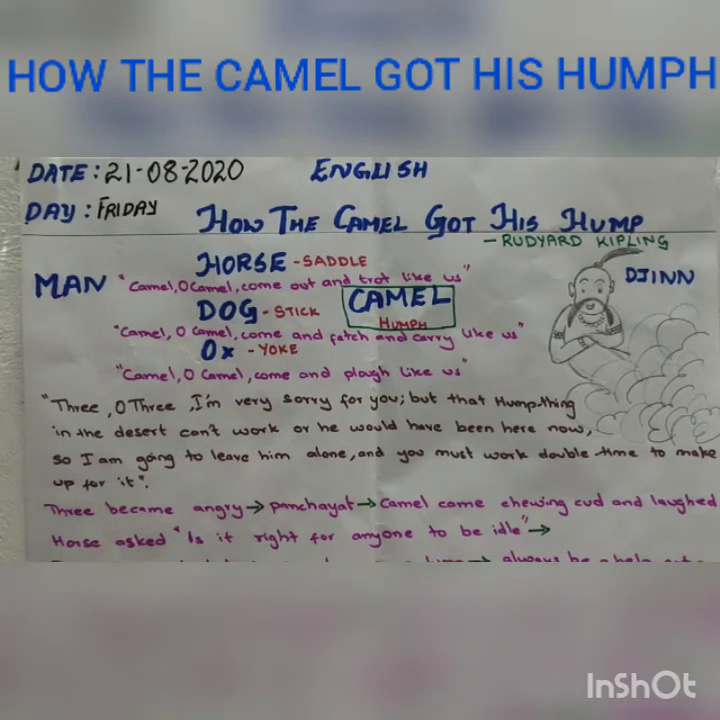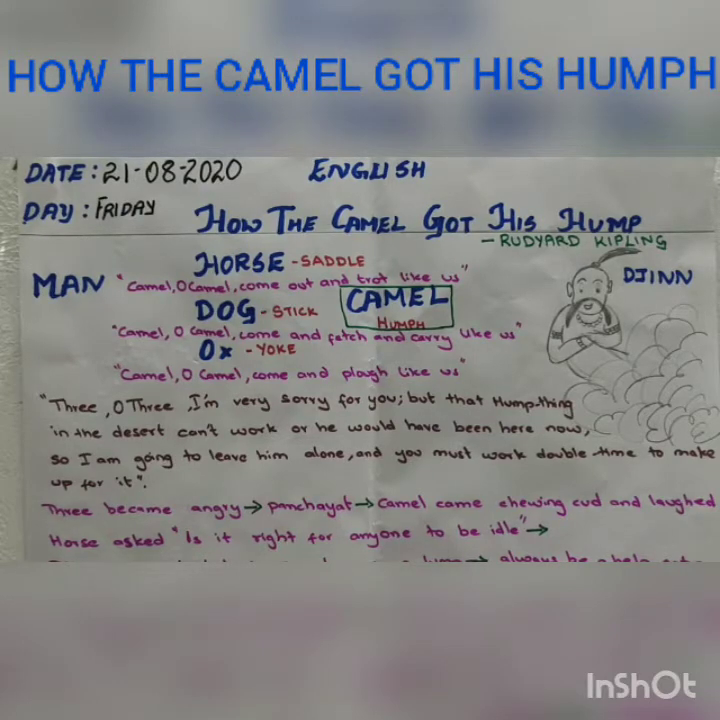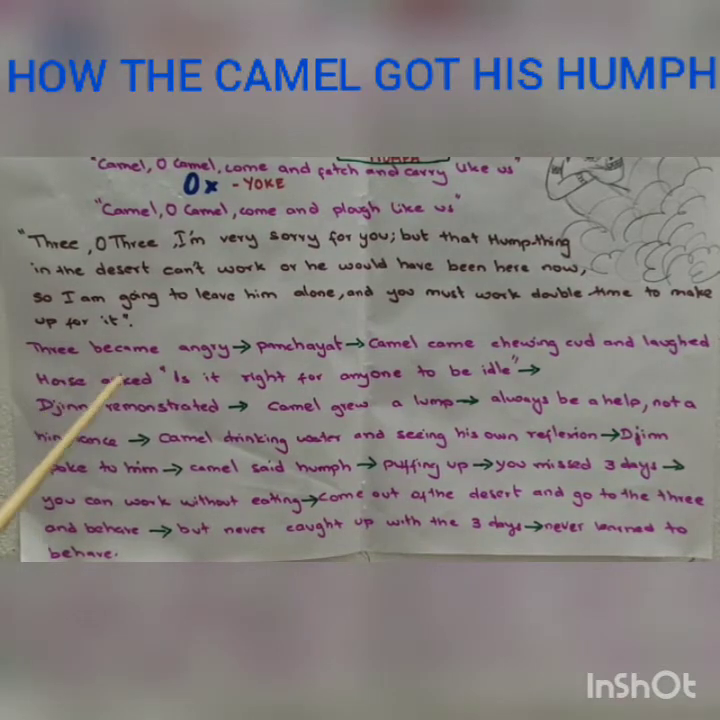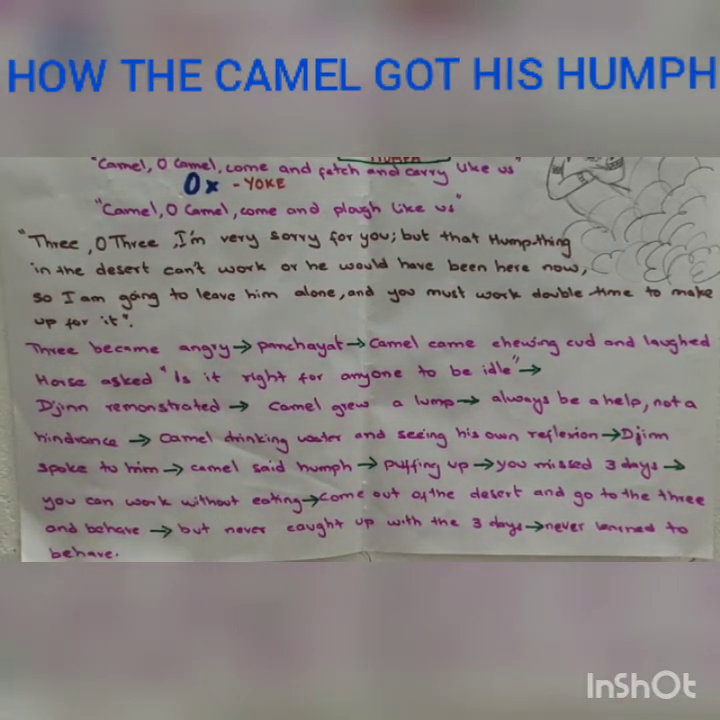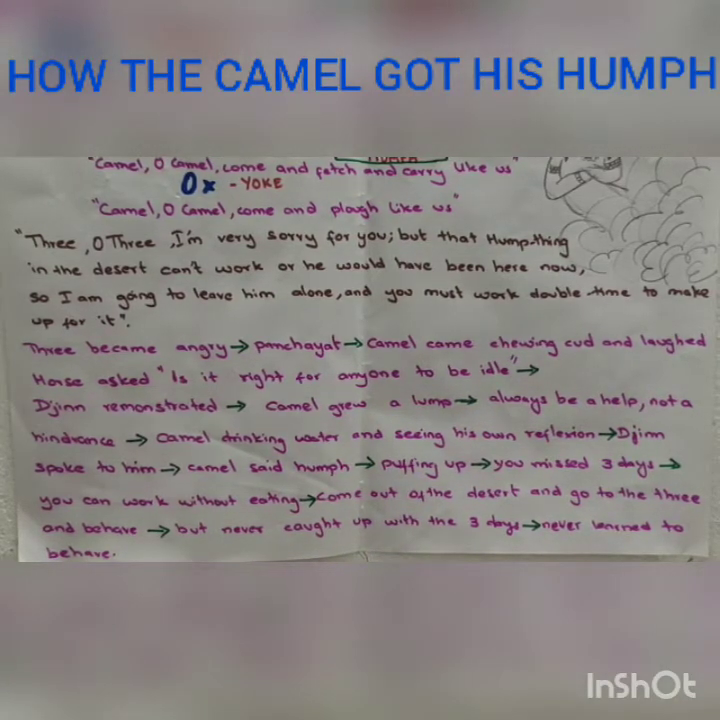So the horse asked the jinn, is it right for anyone to be idle? The jinn said, obviously it is not right. No one should be idle, right? And no, the jinn remonstrated. That is, the jinn was against it. And the jinn thought, let me do something.